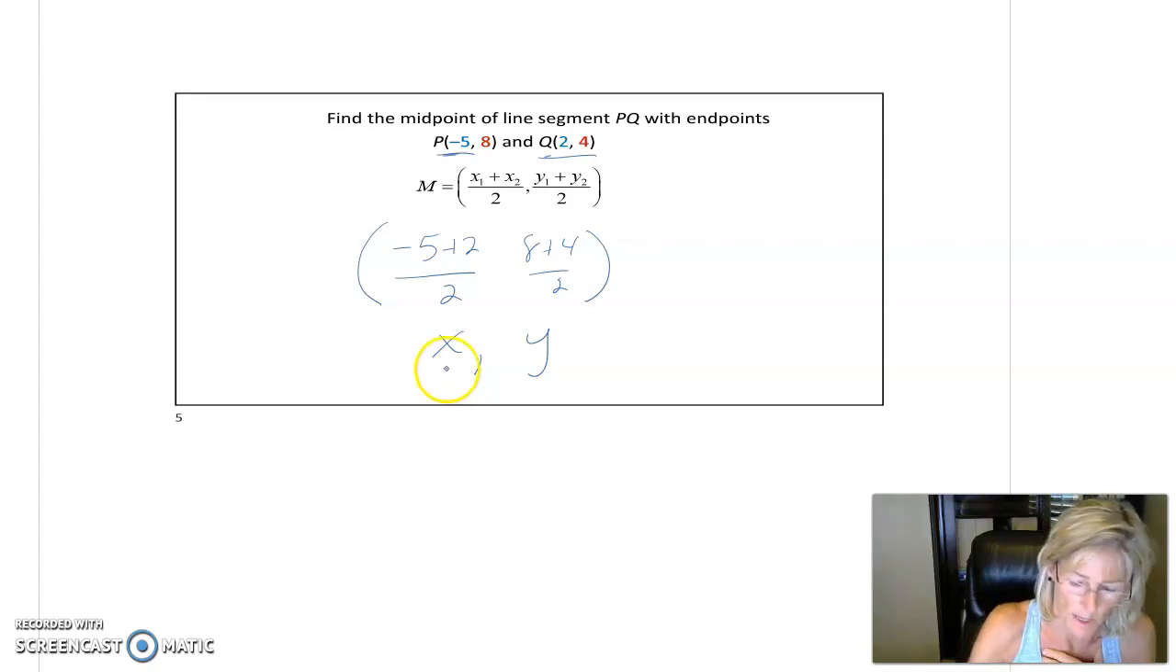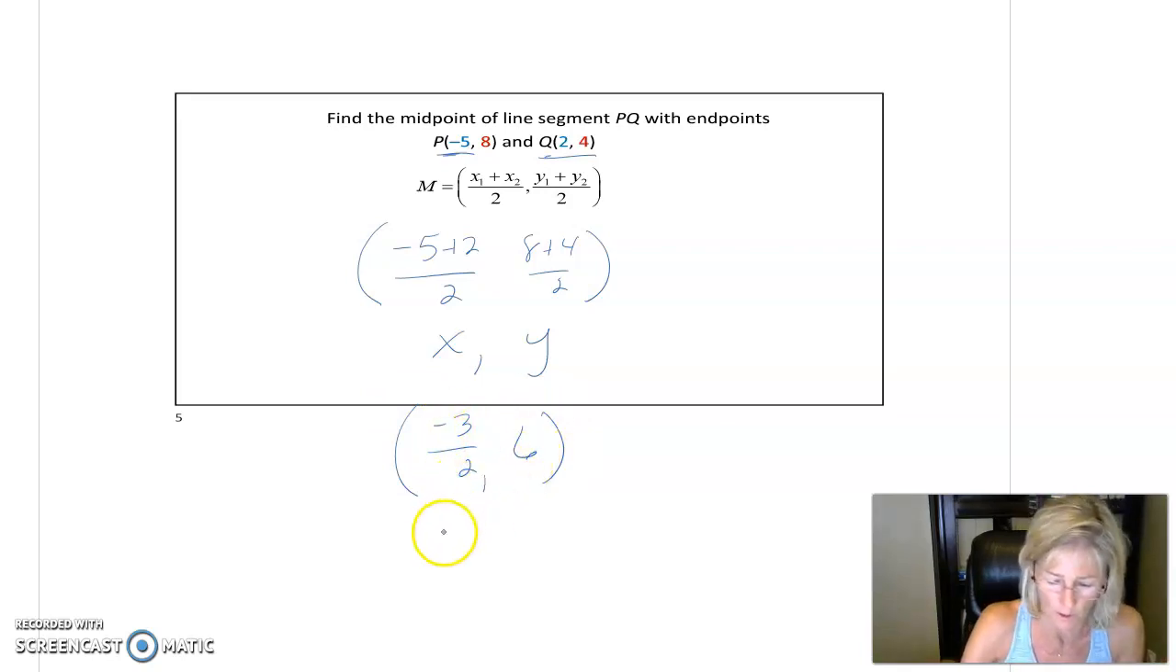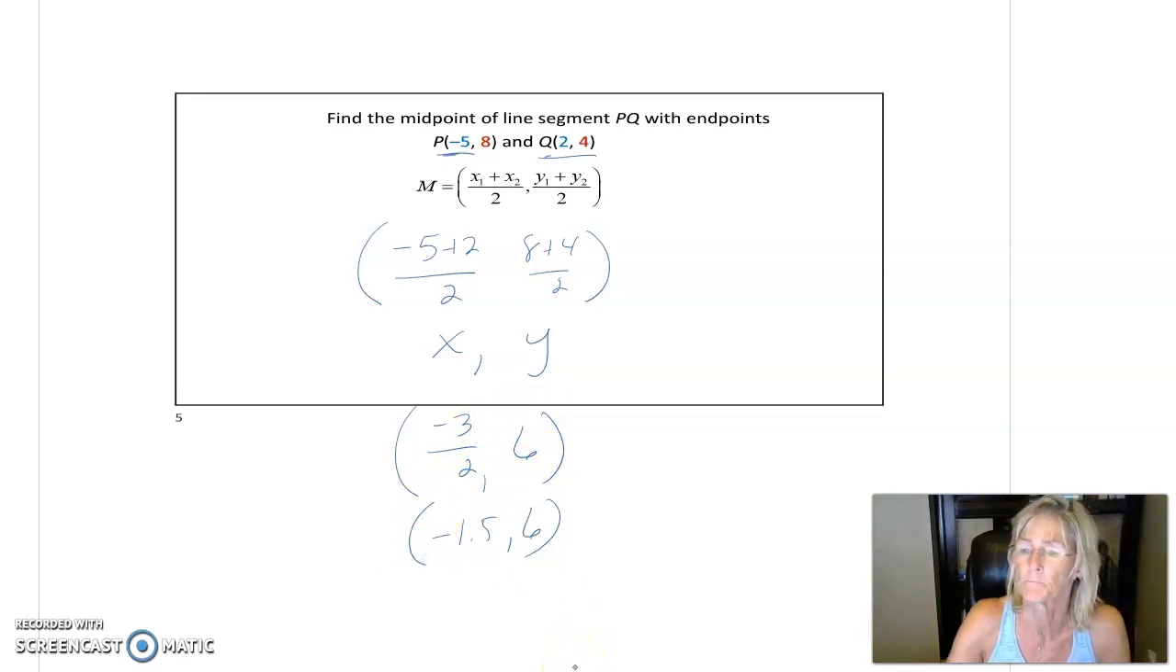All right, so let's do the math. -5 plus 2 is -3 over 2. 8 plus 4 is 12. 12 divided by 2 is 6. So you can leave it like that, or you can change this to a decimal, which is (-1.5, 6), and this would be your midpoint.